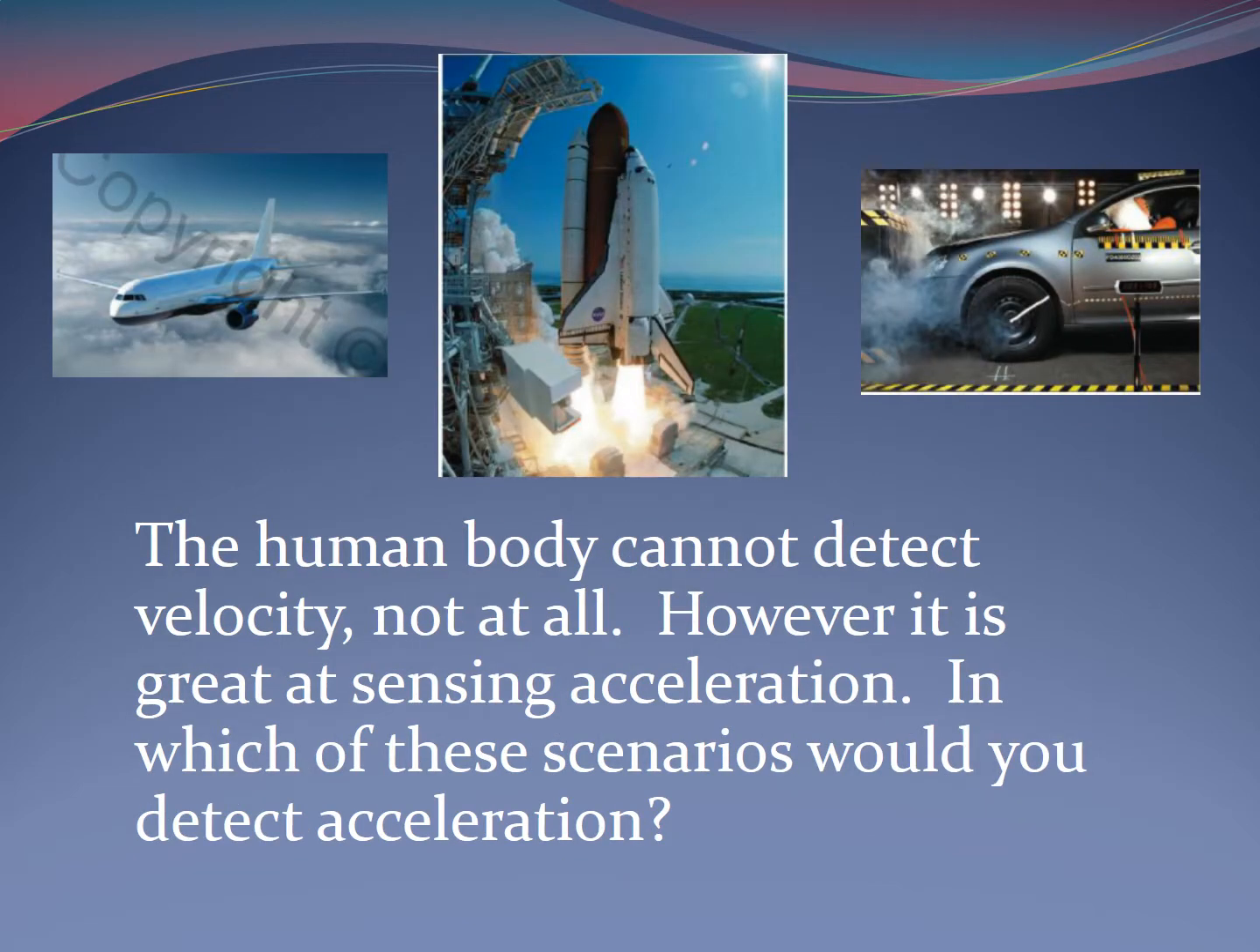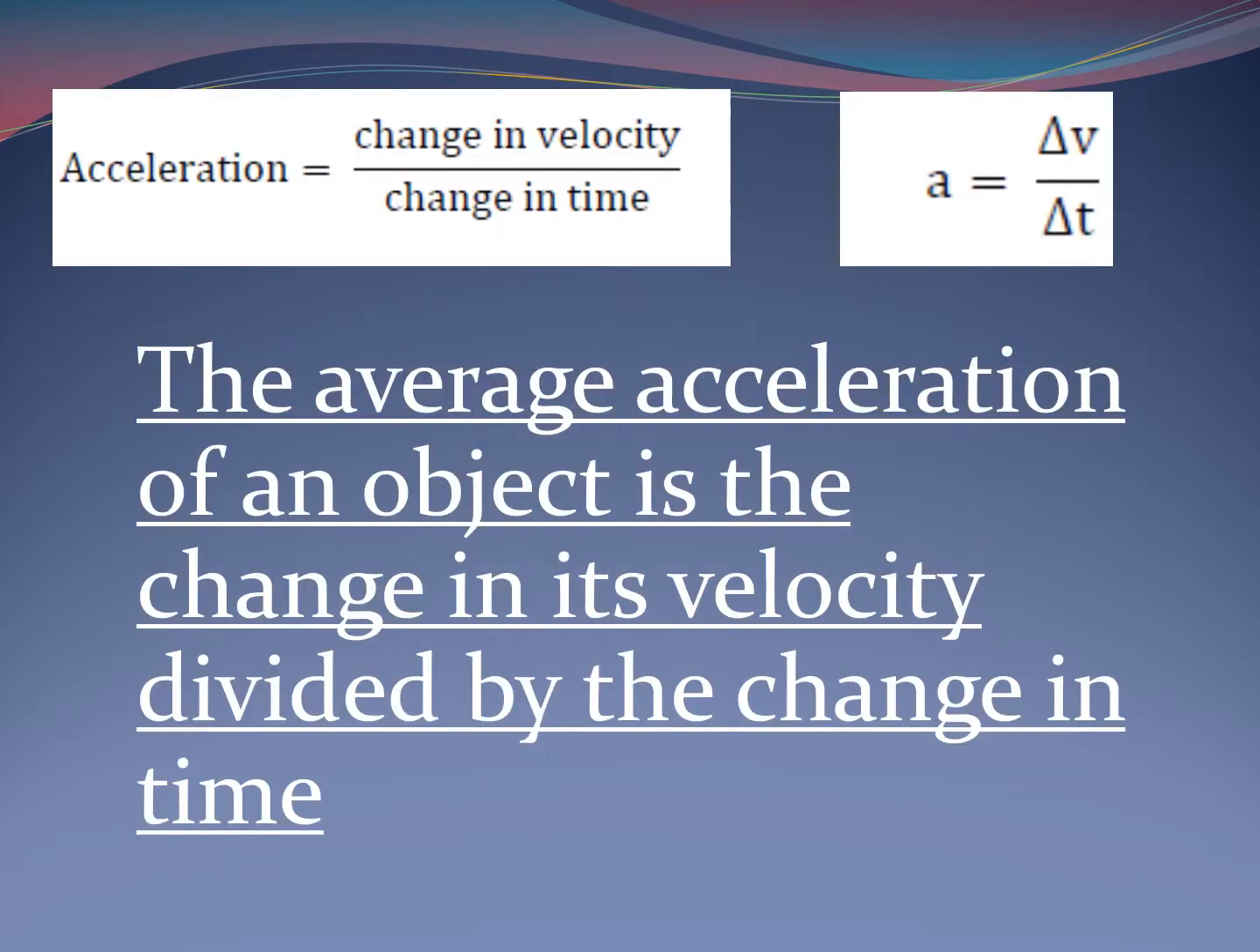We as humans cannot detect velocities. For example, if you're driving in a car or a plane, you can't just say it feels like I'm going 10 miles an hour or 20 miles an hour. But you can sense acceleration. You can sense sudden changes in velocity. For example, maybe in a car crash, or maybe you're accelerating, you could feel your movement going either faster or slower. The average acceleration of an object is a change in its velocity divided by the change in time.